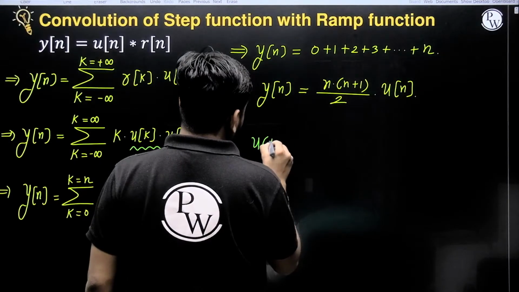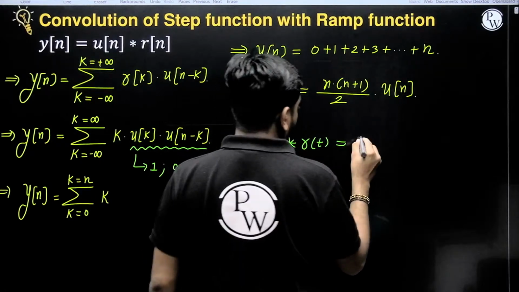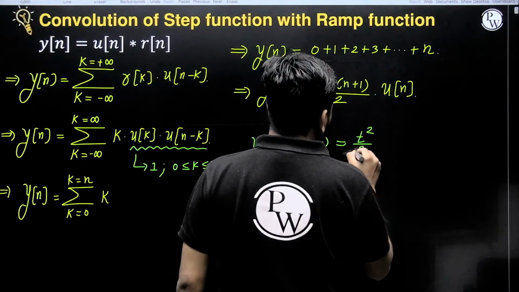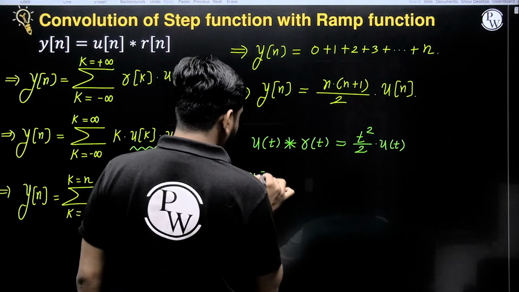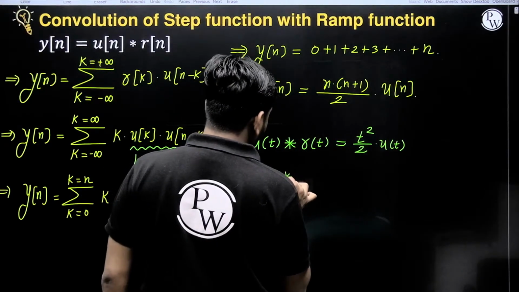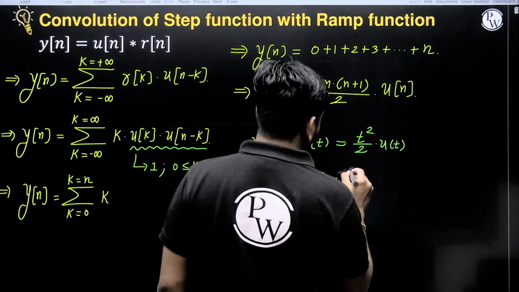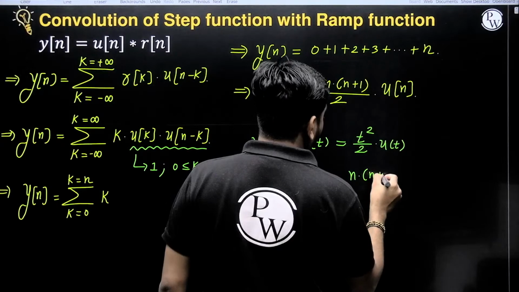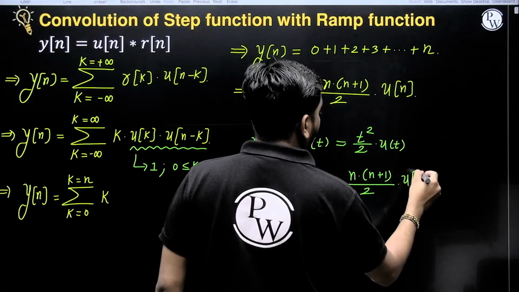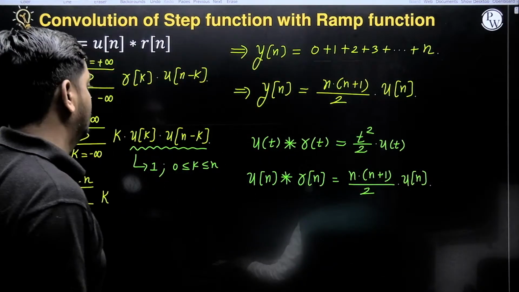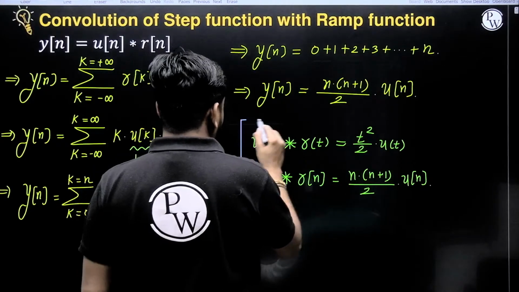So the final conclusion you can write: u of t with r of t gives t square by 2 into u of t, and here u of n with r of n gives n into n plus 1 divided by 2 u of n. This is the difference. Write this in the short notes.